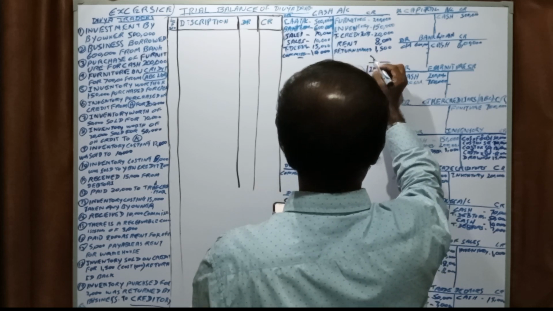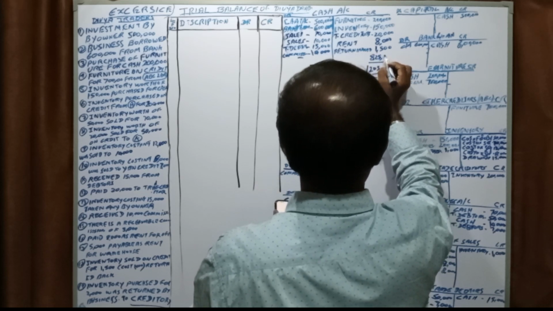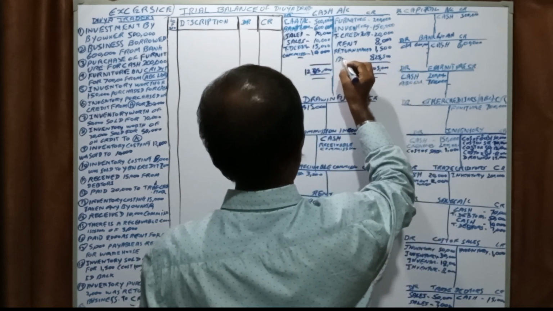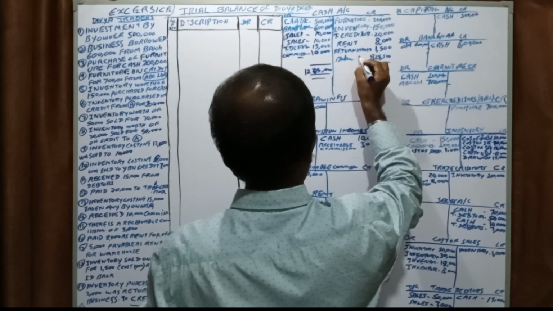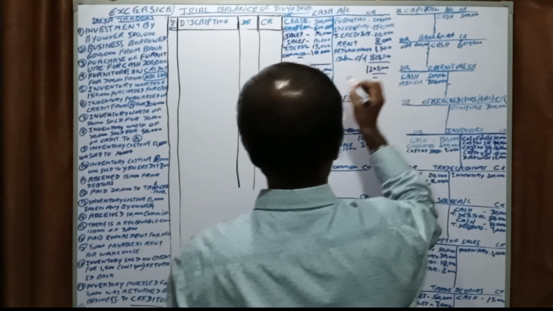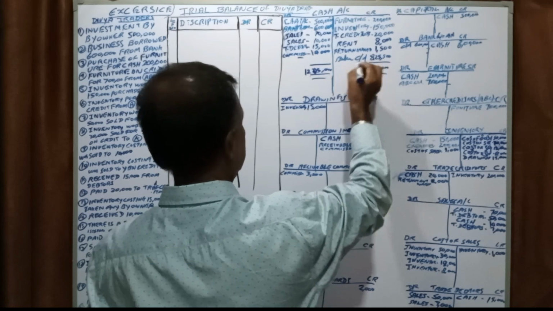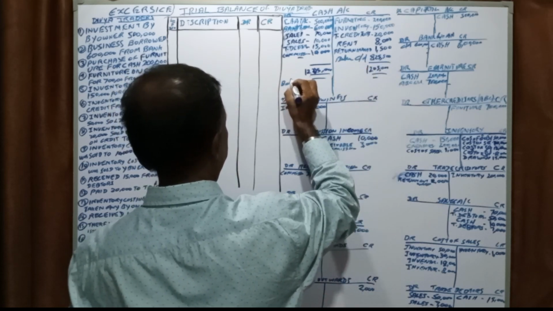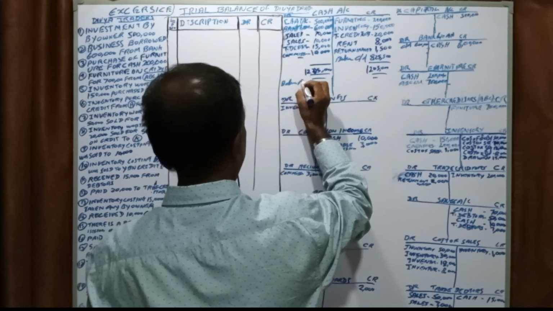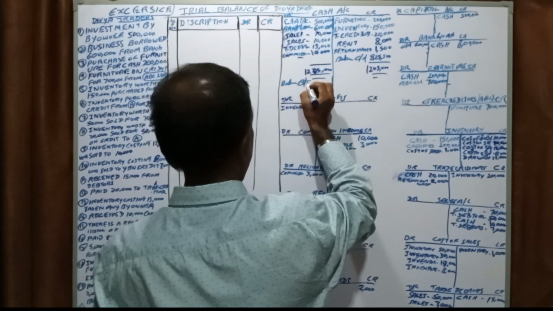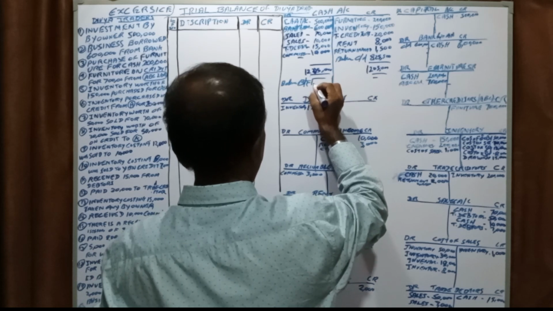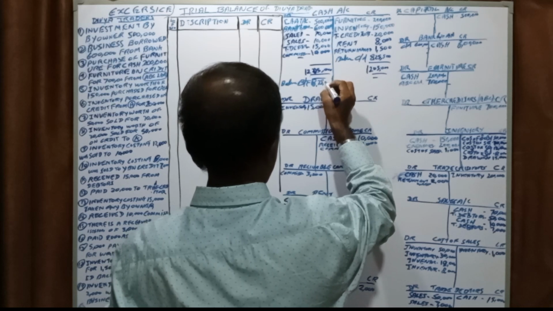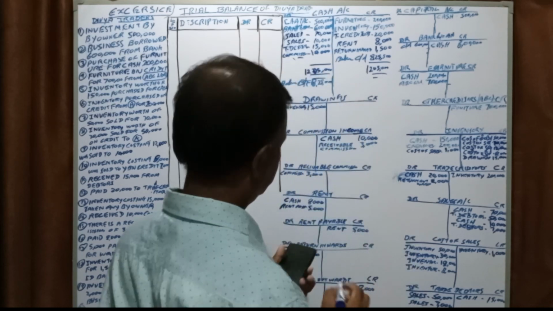825,500. This is known as balance carried down, the difference. Here we will say balance brought forward, 825,500.